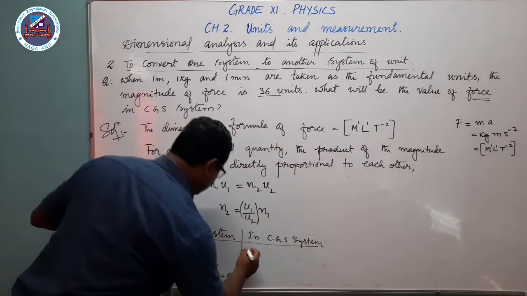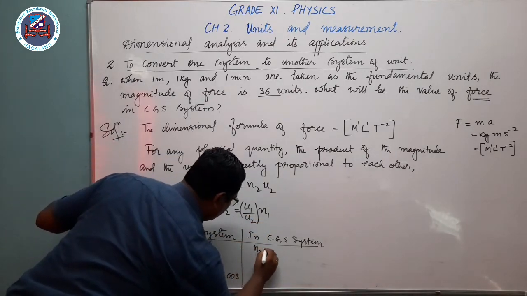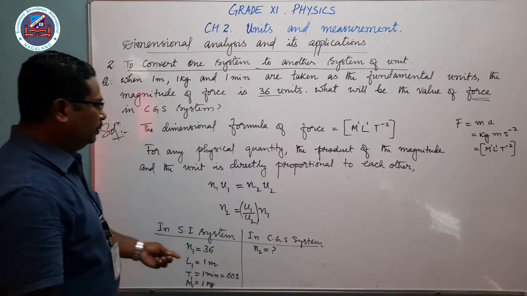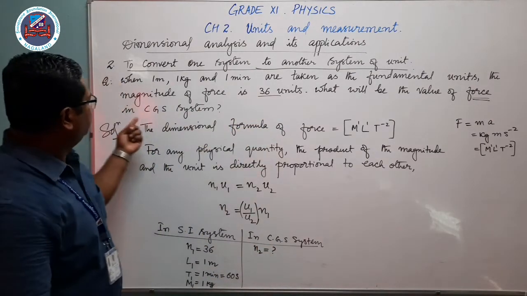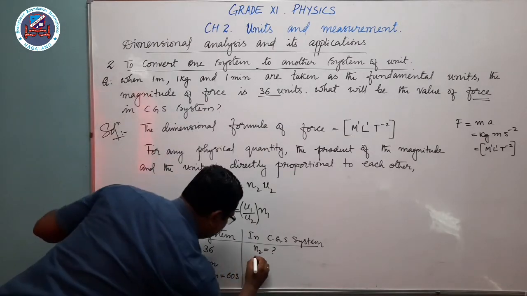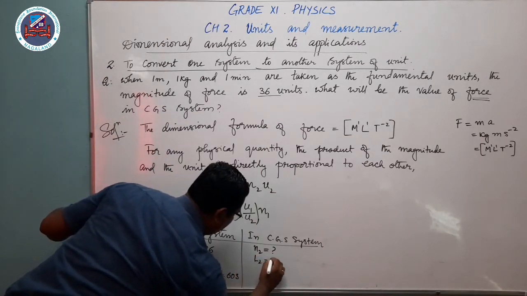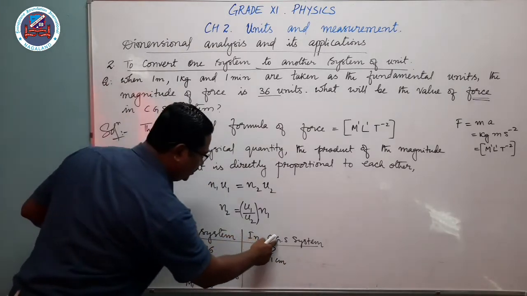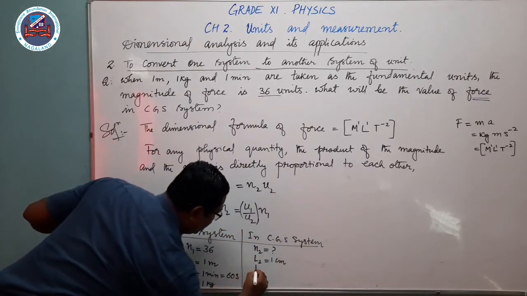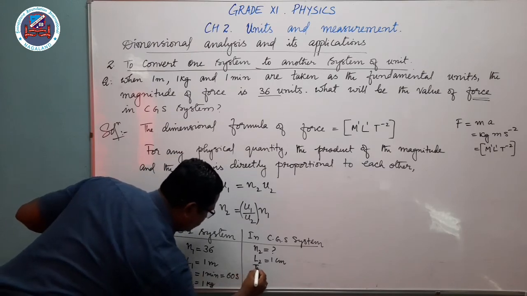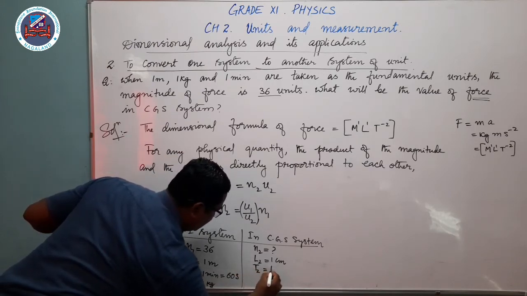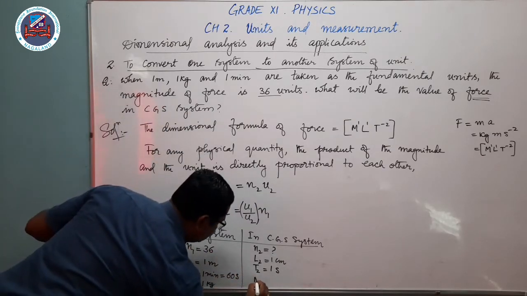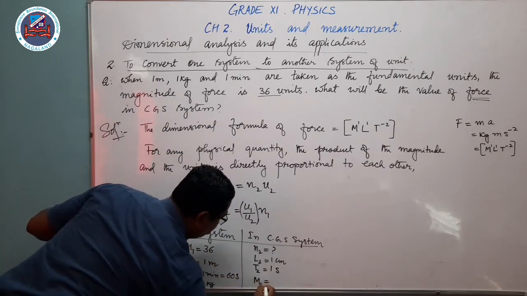Then in CGS system, N2 we are going to find out. We don't know N2, it is not given. Then length L2 will be 1 centimeter. In CGS system, the centimeter, gram and second. Then you have T2. Time is the same, 1 second. Then mass is 1 gram.